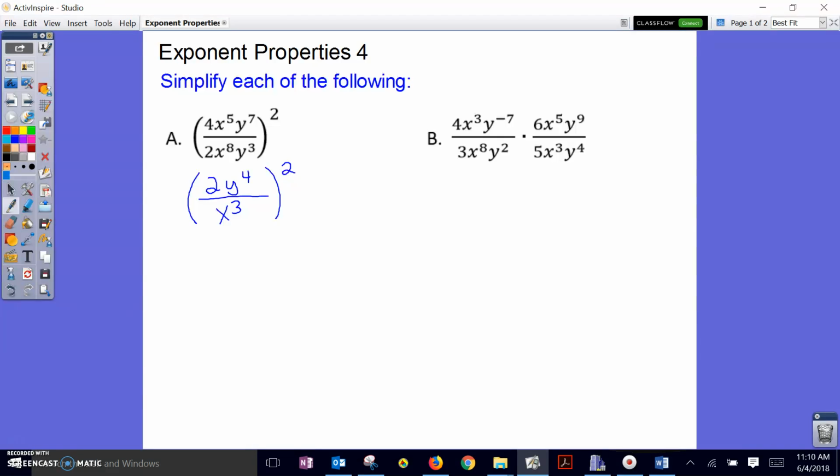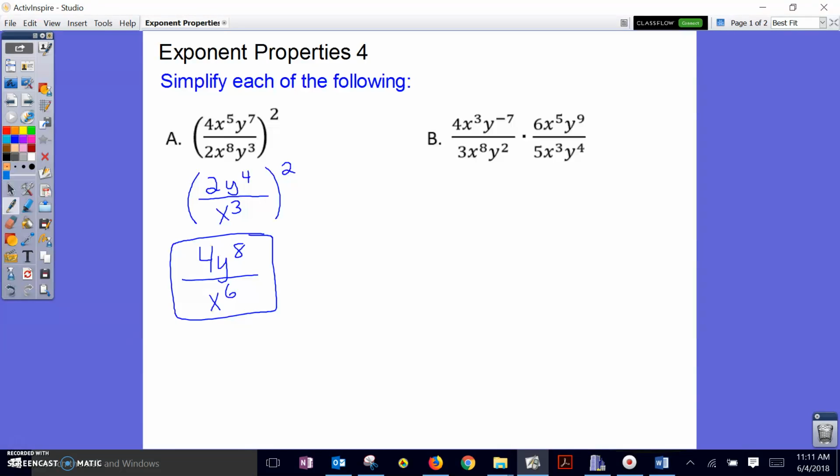And now I can take that whole expression that's inside of the parentheses and raise it to the second power. So I'm going to take 2 to the second power and y to the 4th to the second power. And then in the denominator, x to the 3rd to the second power. And that all simplifies to be x to the 6th.